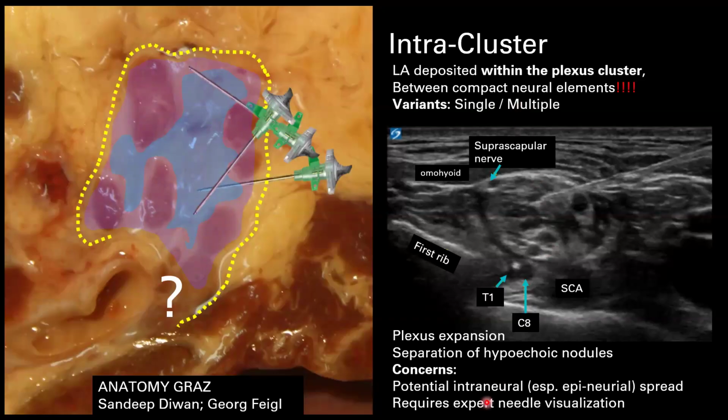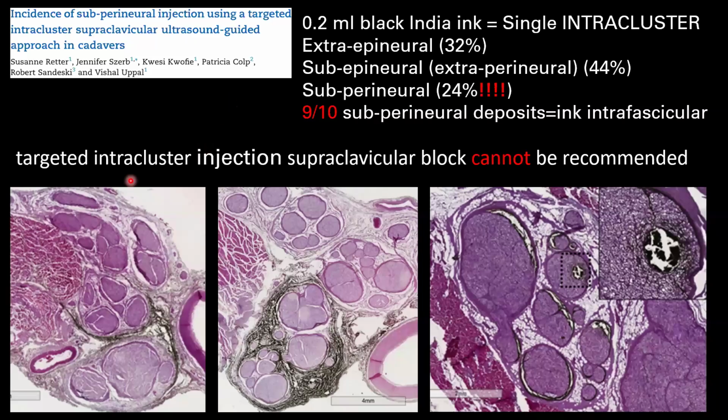Plus, there could be a potential intraneural or subepidural spread, and this required expert needle visualization when you do the intracluster blocks. When these intracluster blocks were studied with histological sections, they found that it led to more subepidural injections and even fascicular damage. So the intracluster block was condemned, and they said that this cannot be recommended because they found subperineural injections in 24%, and in 9 of the 10 specimens, the ink was intrafascicular, leading to neural damage. So the intracluster injection is not recommended henceforth.